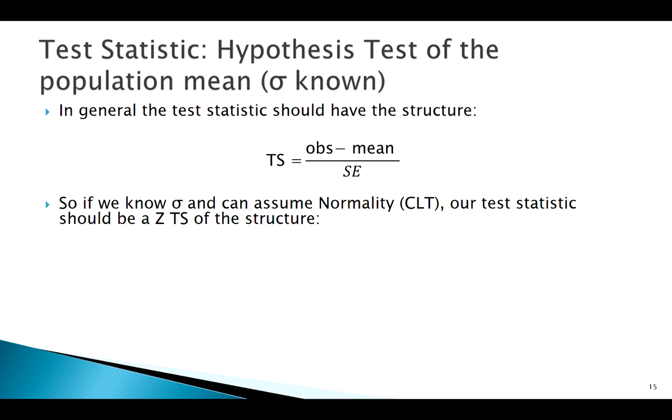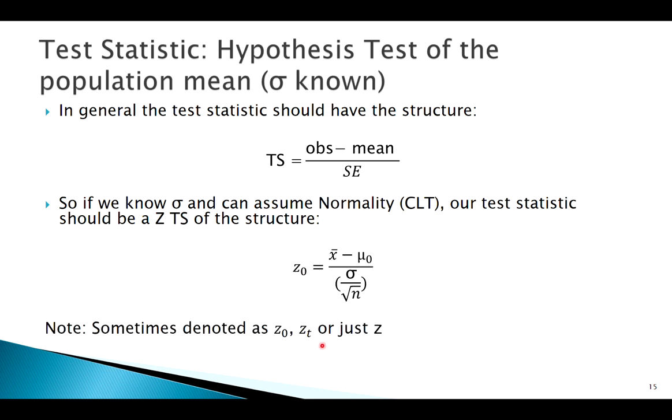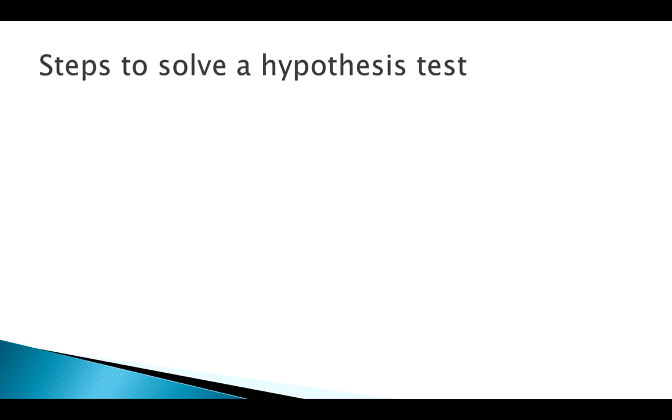we can assume normality, all this stuff, and use the z distribution. Well, a z test statistic for the mean would look like this: x bar minus the claimed mean, over sigma over root n, the standard error there. Oftentimes this is denoted as z naught. Sometimes I've seen it denoted as z_t, or maybe get lazy and just call it z. So that's the idea of our test statistic: it tells us how far what we observed is from what we are assuming is true.